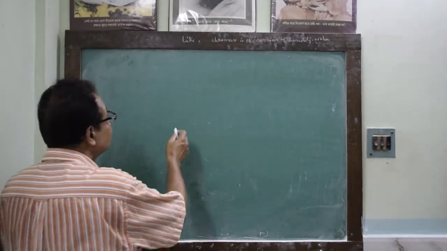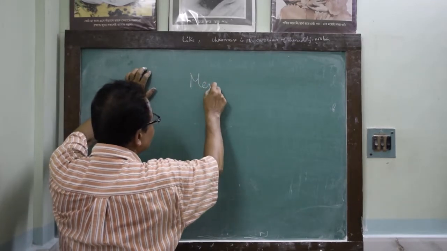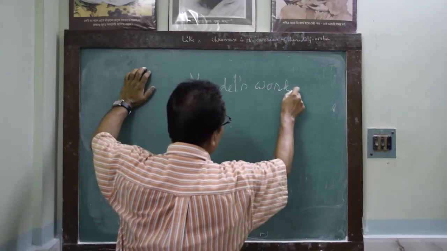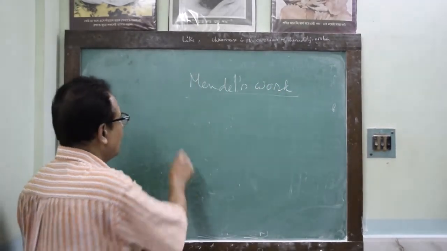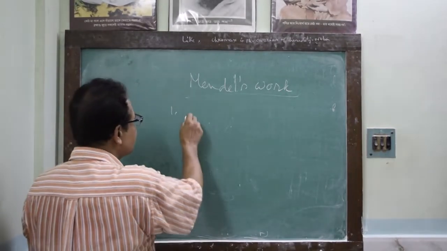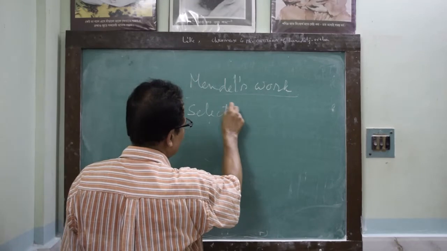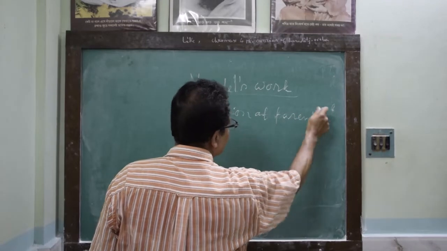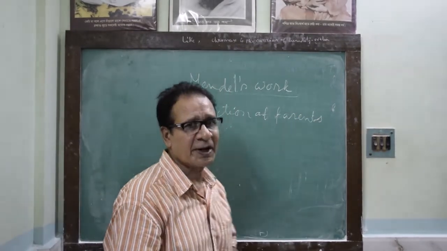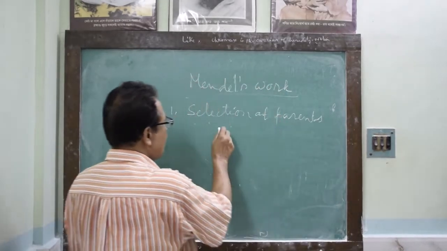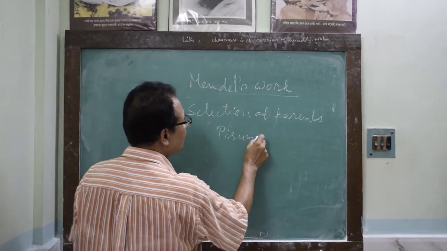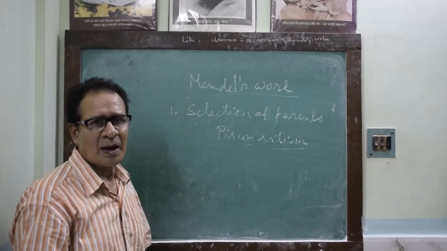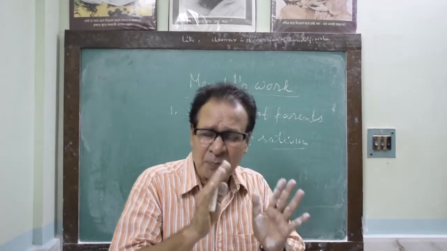Now we come to Mendel's work. What did Mendel do? Number one, selection of parent. Mendel selected the sweet pea plant, Pisum sativum. It is the parent, from the parental generation.